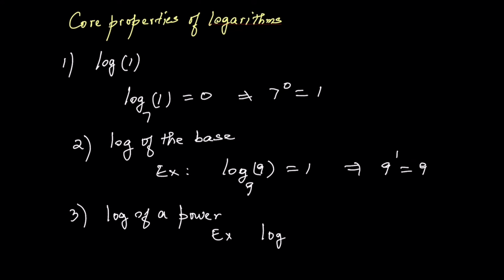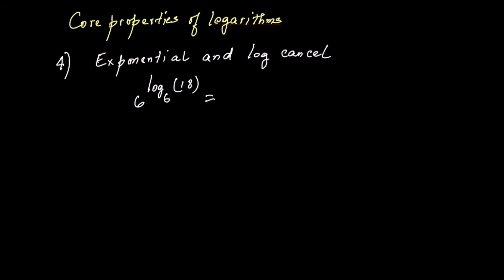Third, the log of a power. Log base 6 of 6 to the 10th equals 10. The base matches. The log and exponential cancel. You are left with the exponent. Fourth, the exponential and logarithm inverse relationship. 6 raised to the log base 6 of 18 equals 18. The 6 and log base 6 cancel. Whatever is inside becomes the answer.